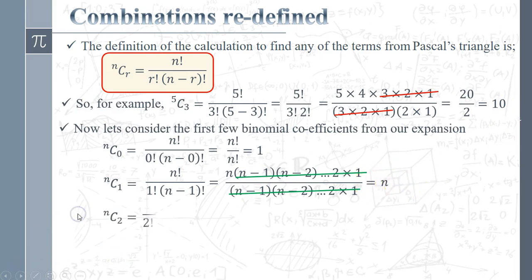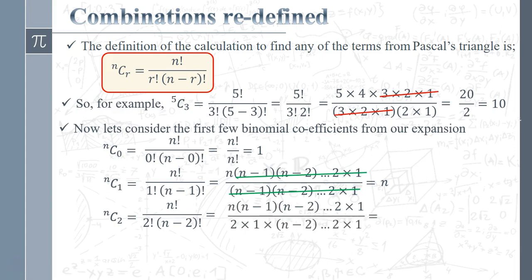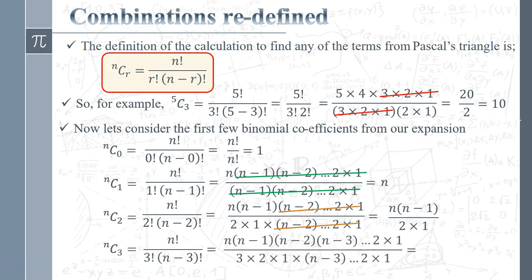If we take NC2, which is n factorial over 2 factorial times n minus 2 factorial, do the same as before, and then think about where the cancelling happens. The cancelling is going to happen there. So that leaves us with n times n minus 1 over 2 times 1. And then we'll finally do NC3, same ideas, do the cancelling. There we go, and we end up with n times n minus 1 times n minus 2 over 3 times 2 times 1.